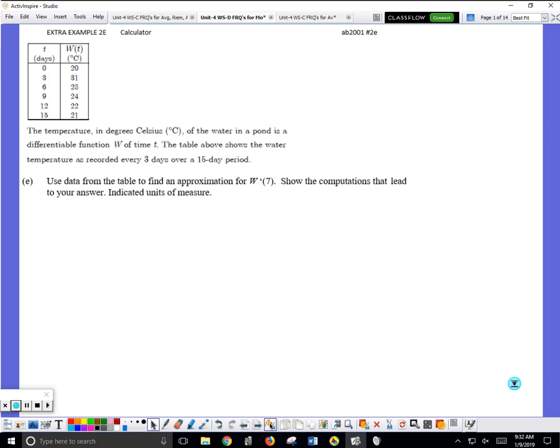They give us this table. The table shows different values of water temperature. They ask us for an approximation of W prime of 7. W prime of 7 means the instantaneous rate at which the water temperature will be changing on day 7. You need me to say that again? So W prime of 7 is the instantaneous rate at which the water temperature is changing on day 7. It's how fast the water temperature changes right on that day.